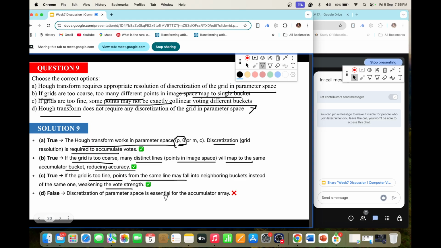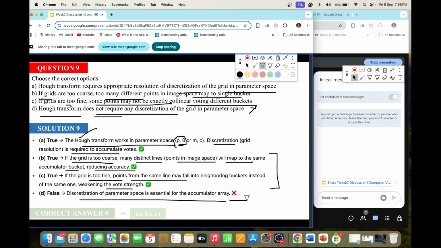And D is already false because discretization of parameter space is essential for Hough transform. Option D is given as not requiring discretization, so option D is false, but option A is clearly right. Options B and C you can analyze from this. Option D is false, and this is the correct answer. A, B as well as C is right. Okay, so this is the thing.